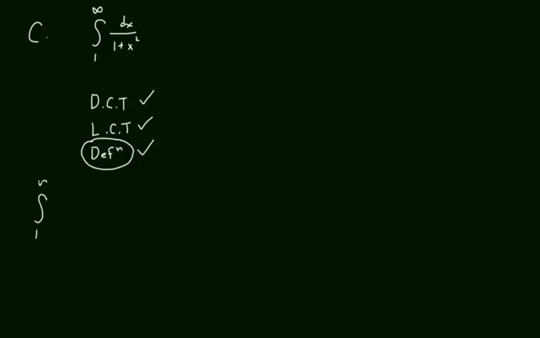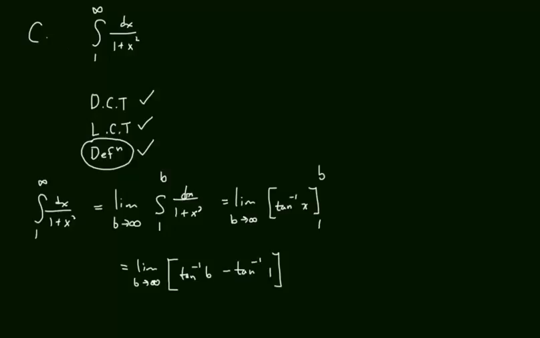The integral from 1 to infinity of dx over 1 plus x squared. This now is the definition: the limit as b goes to infinity of the integral from 1 to b. Fast forward, the limit as b goes to infinity of the inverse tangent of b goes to pi over 2, and the inverse tangent of 1 is pi over 4. So the limit is pi over 2 minus pi over 4, or pi over 4.